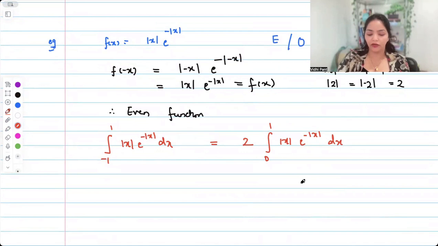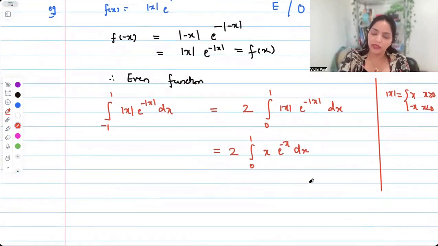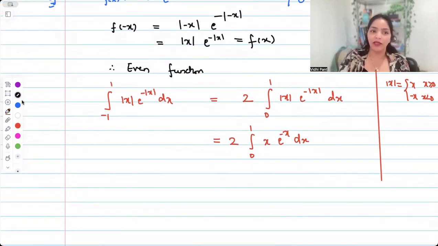So you will be calculating twice of, in 0 to 1, x is positive. So modulus of x will just be x. That is happening because mod x is x when x is greater than or equal to 0. It's minus x when x is less than 0. So our case is greater than 0. So this is nothing but integral 0 to 1 x e to the power minus x dx, which is something that you will have to solve using by parts.